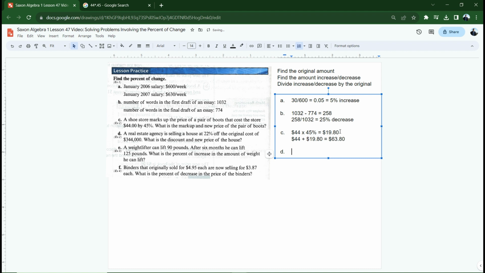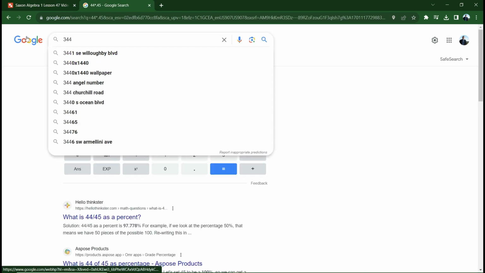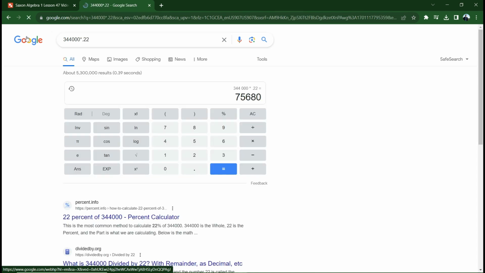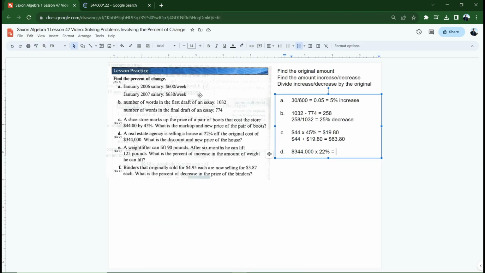All right, letter D. A real estate agency is selling a house at 22% off the original cost, not 22% of the original cost. That'd be a bargain. 22% off the original cost of $344,000. What is the discount and the new price of the house? Okay, the discount is just 344,000 times 22%. And I'm just going to put a dollar sign there so we know we're dealing with dollars. 344,000 times 22%. That sounds like a job for a calculator. That's going to be $75,680.